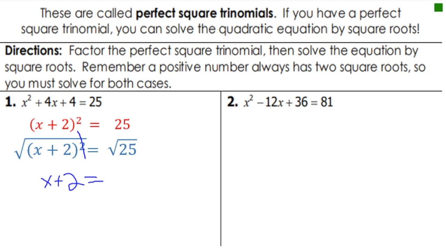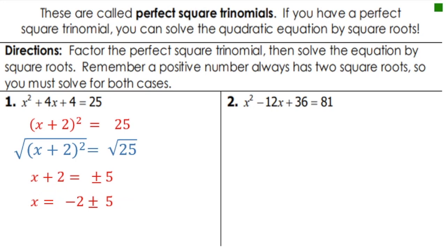And then what is the square root of 25? It is positive or negative 5. There you go. x plus 2 equals positive or negative 5. And then remember, to solve for x, we're trying to isolate the x. We're trying to get the x by itself. So I'm going to subtract 2 from both sides. This cancels out, and we're left with negative 2 plus or minus 5.